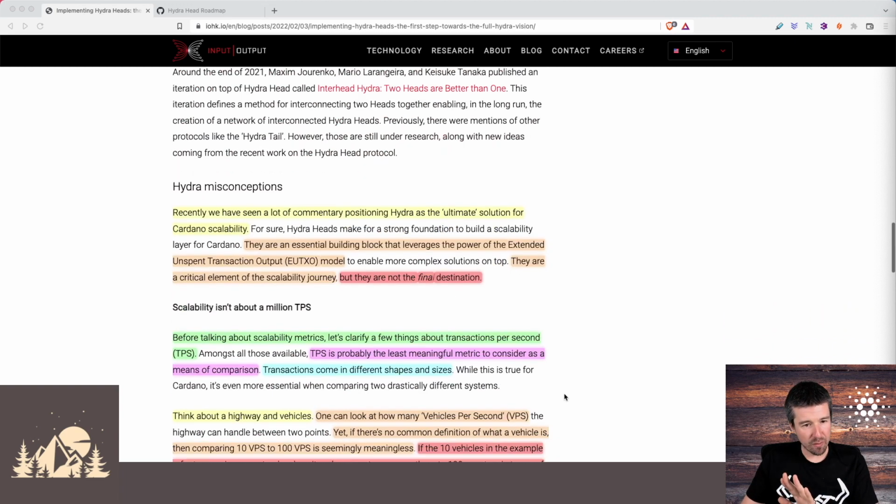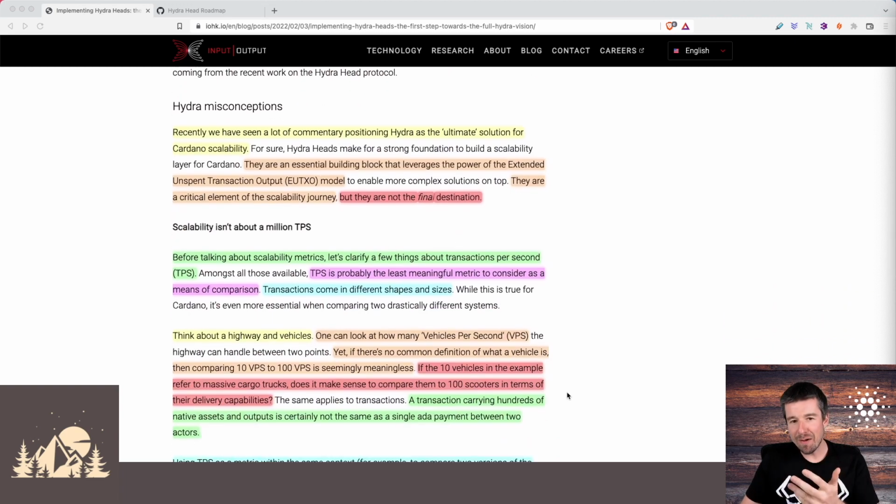But he brings up a good point here about how there's been a lot of talk about how Hydra is going to be the ultimate solution for Cardano scalability. And admittedly, it's because a lot of people don't have any detail about how Hydra is going to work or where it kind of fits in. So that's where this article is very timely and very good. So as he mentions here, the Hydra heads are an essential building block that leverages the power of extended UTXO, and it's a critical element in the scalability journey, but it is not the final destination.